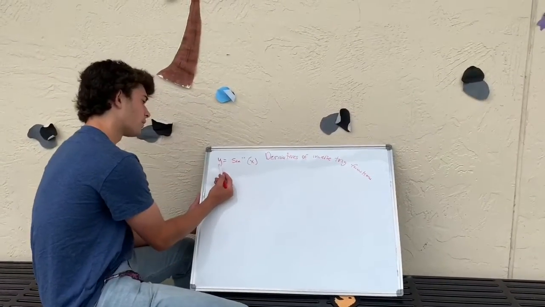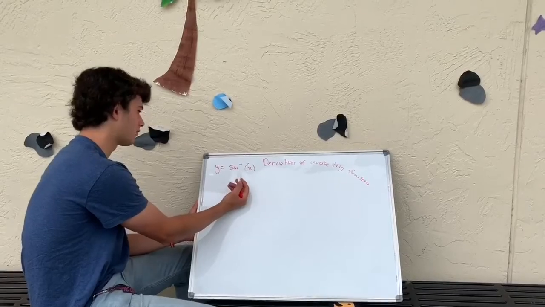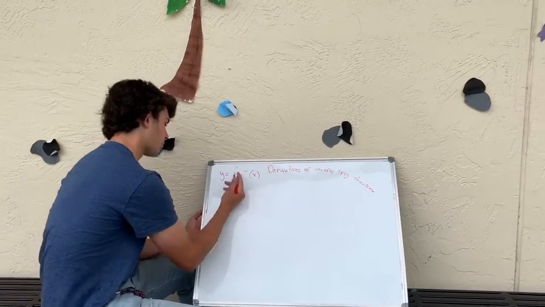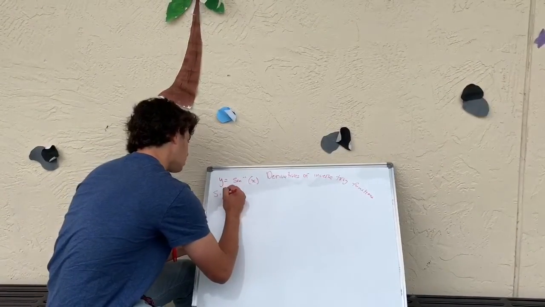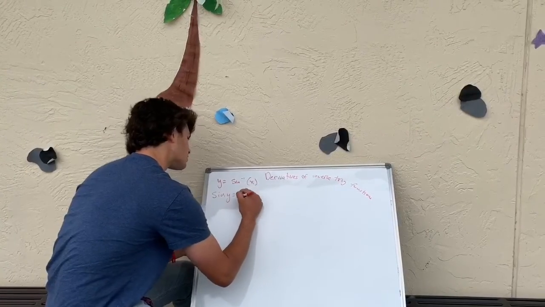Today we're going to be doing a practice problem for derivatives of inverse trigonometric functions. Okay, so let's start. We have the function y equals inverse sine of x. So let's start off by multiplying both sides by sine. So now it's sine y equals x.